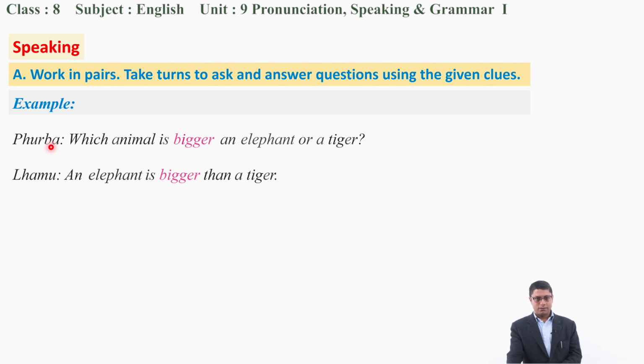Which animal is bigger, an elephant or a tiger? Then what does Lamu say? An elephant is bigger than a tiger. Let's listen again. Which animal is bigger, an elephant or a tiger? And what does Lamu say? An elephant is bigger than a tiger. Yes. So Furba says, which animal is bigger, an elephant or a tiger? Then Lamu says, an elephant is bigger than a tiger.